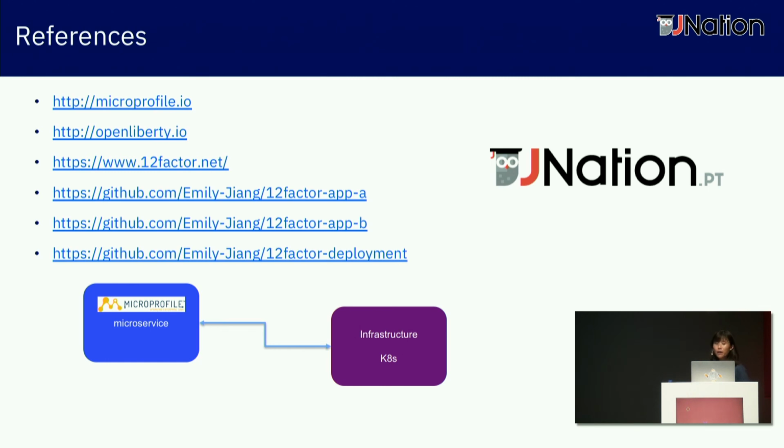And I have my personal GitHub, where I have 12-factor app A, B, and also the deployment. This one, today I did a demo with Minikube and so on. In my example here are two microservices that can be Dockerized and deployed to Minikube. So you can see how you can use a config map to directly do the port binding as well.